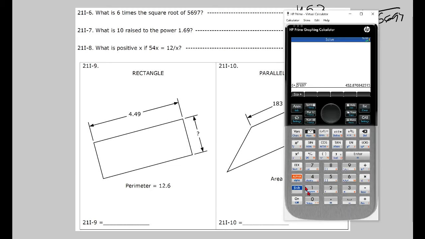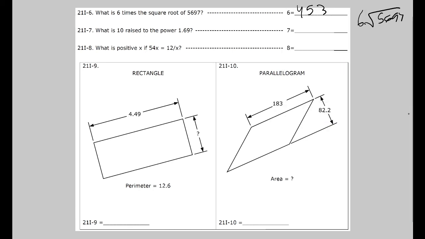Number 7, what is 10 raised to the power of 1.69? Again, super simple. All we have to do is 10 to the power of 1.69, and then boom, our answer is roughly 49.0, rounding to the nearest tenth, 49.0.